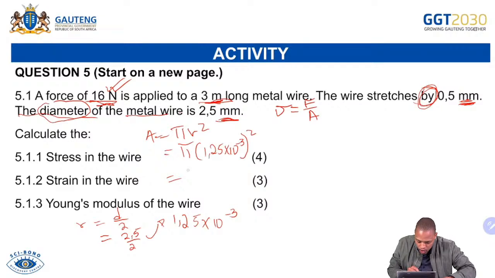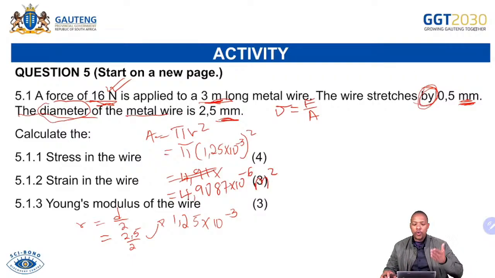You get that your area is 4.91. Oh, sorry, it's not the final answer. You round off before the final answer. 4.9087 times 10 to the power minus 6 square meters. You do not round off before you get to the final answer. So usually take 4 numbers after the comma if you are going to do the calculations separately, right?